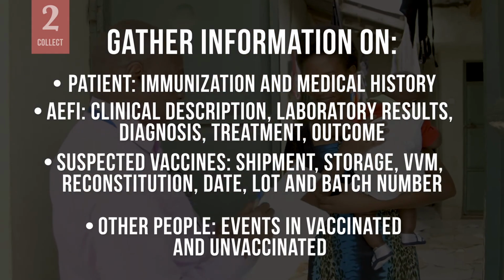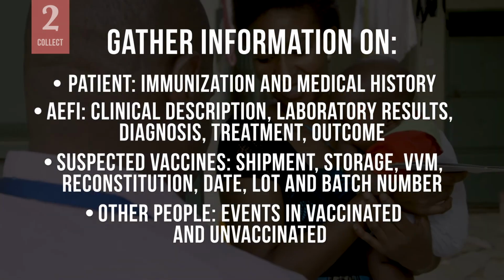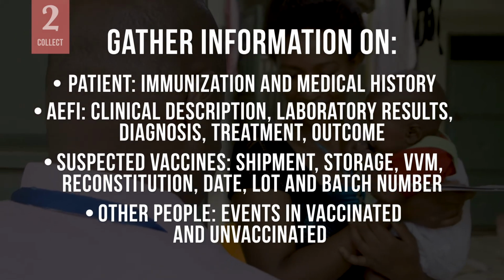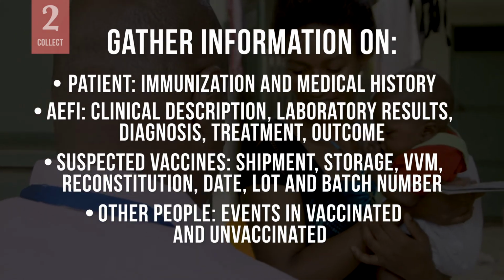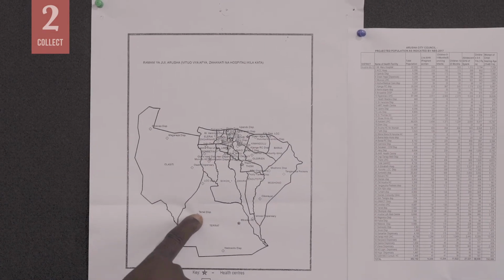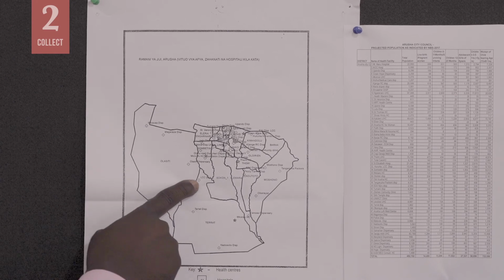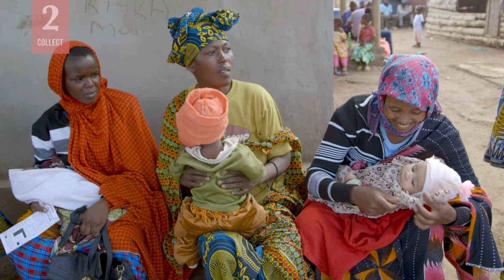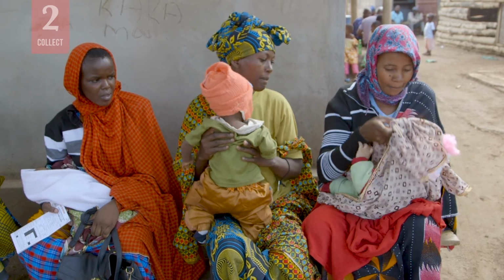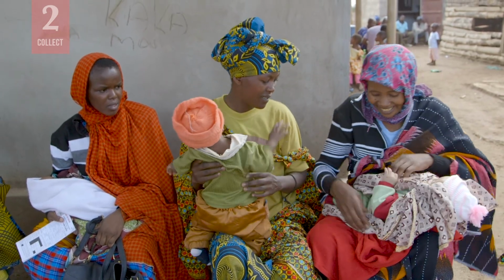Finally, collect information about other people. Did others who received the same vaccine have similar reactions? Are unimmunized people experiencing the same reaction? This will help you confirm whether the case was isolated or part of a cluster. If other beneficiaries developed a similar reaction to the vaccine, they may need to be included in the investigation.